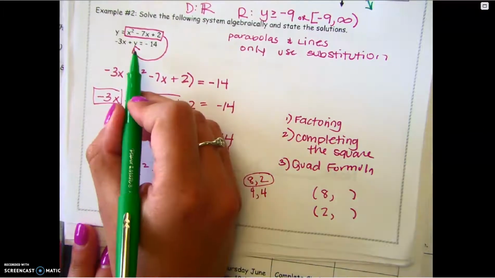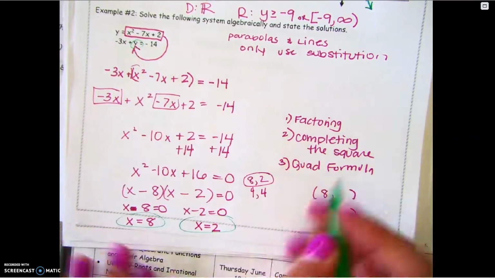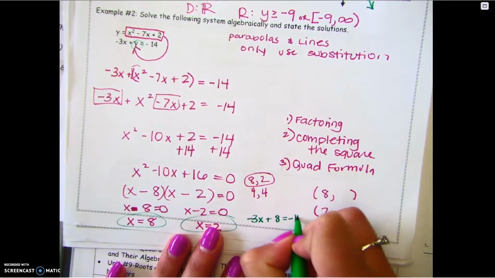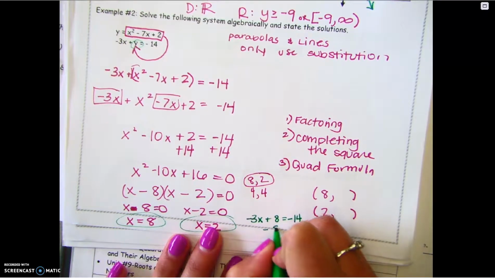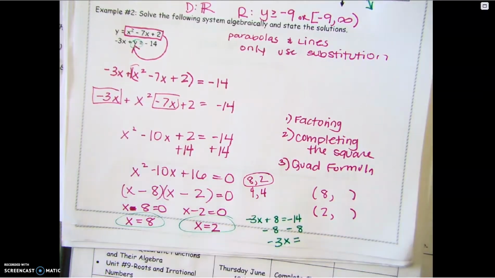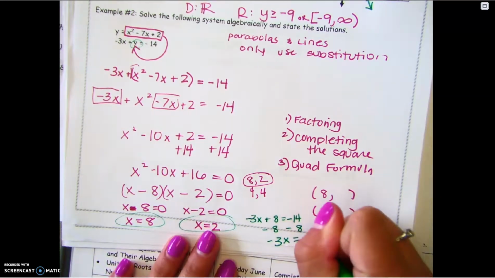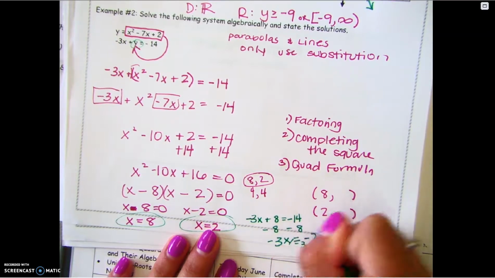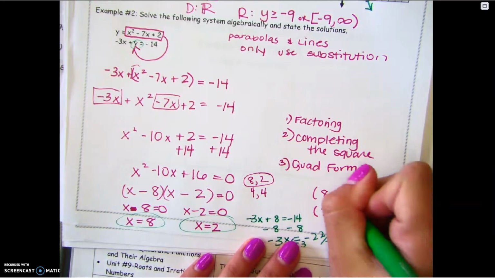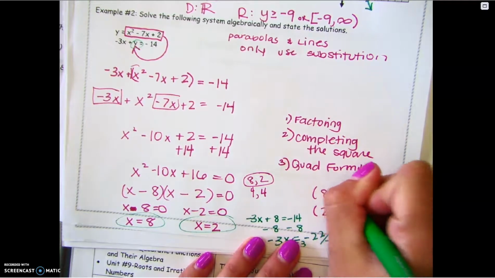So I'm going to plug 8 in for the x here. You could use either equation. I'm going to use the second one. And then I can just solve for y. And that gives me kind of a nasty answer, but I'll do 7.3 repeating there.